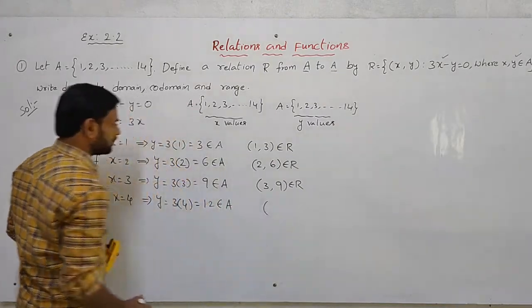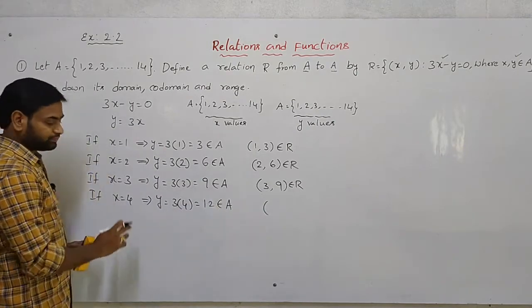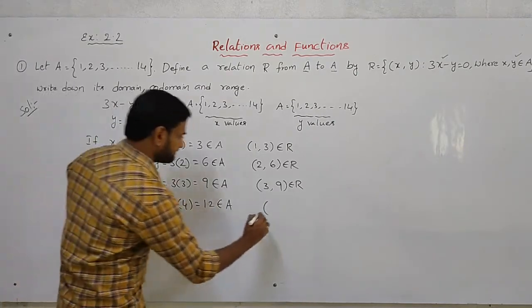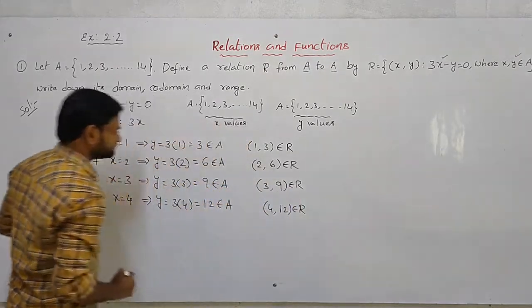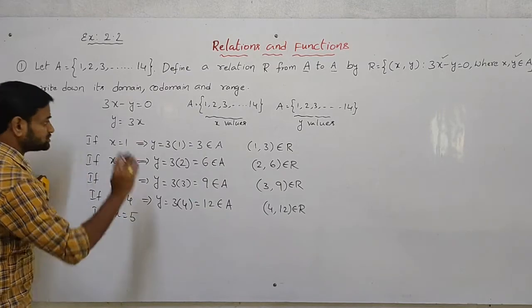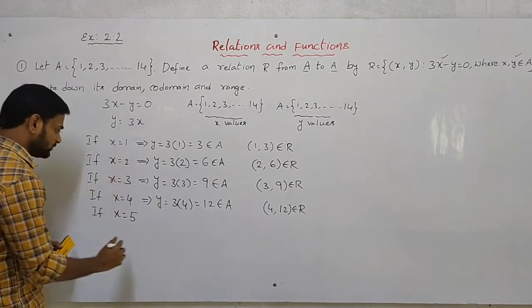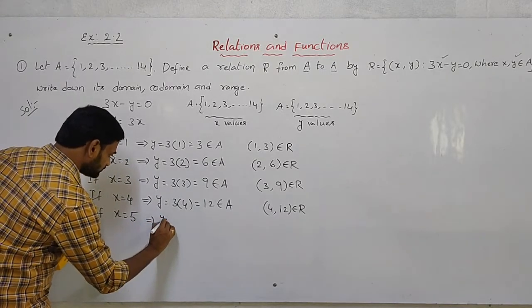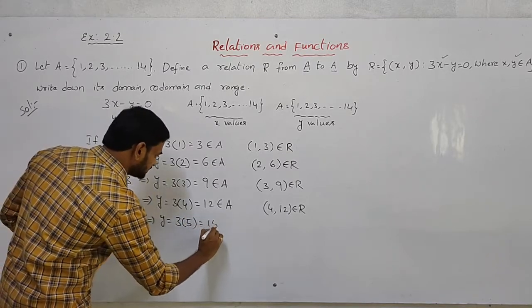So we can take the ordered pair with x value 4, y value 12. It is 4 comma 12, which belongs to R. Next, if x equals 5, the next value you have to take after 4, then y equals 3 into 5, it is 15.